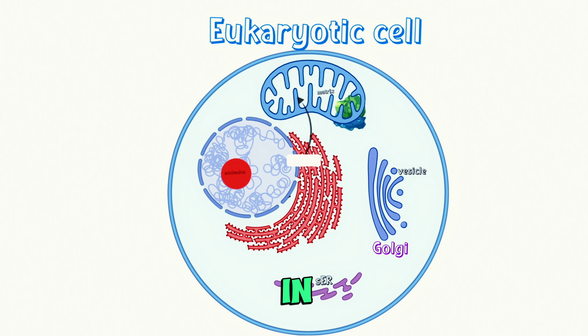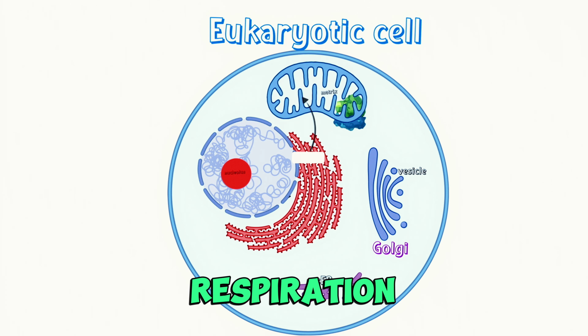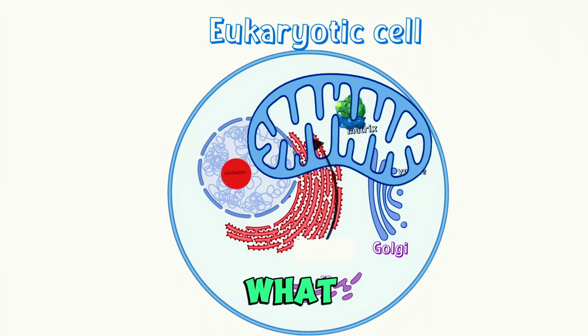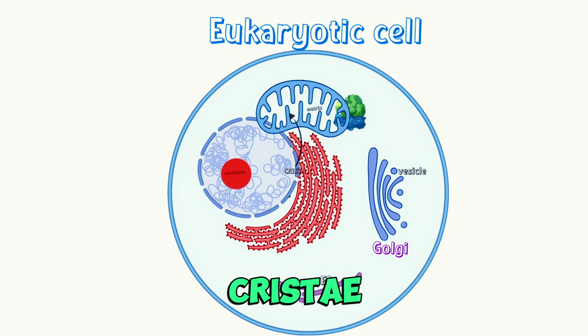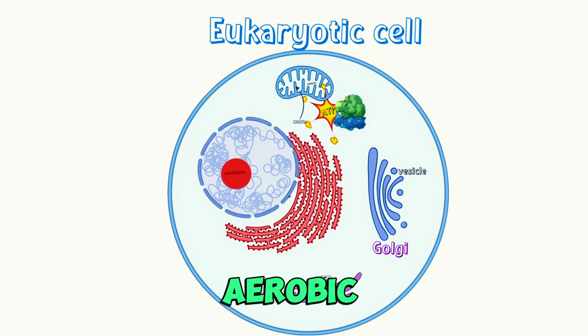The last organelle in this series is the mitochondria. The mitochondria is responsible for aerobic respiration. It has double membranes, and that inner membrane is folded into what we call cristae. These cristae are increasing its surface area, so more ATP is made by aerobic respiration there.